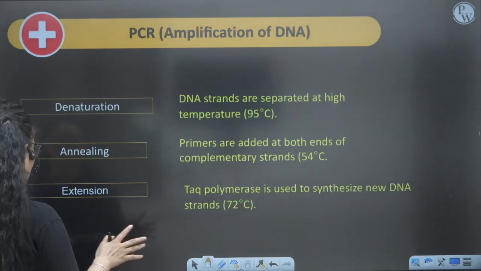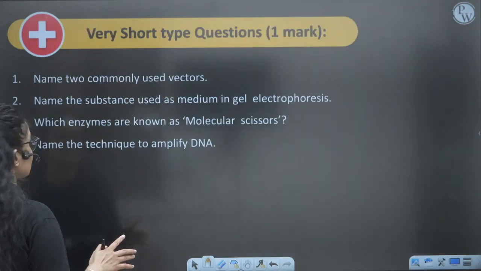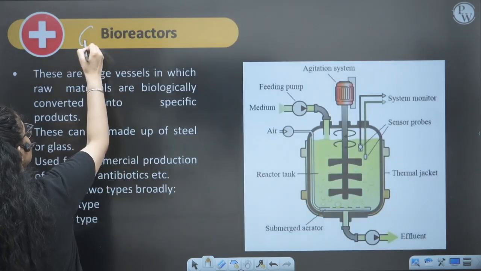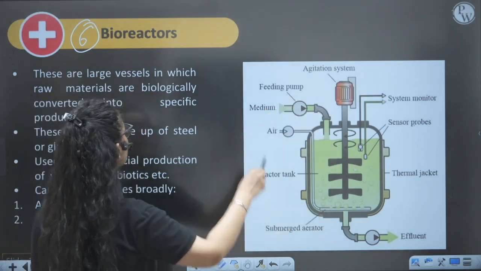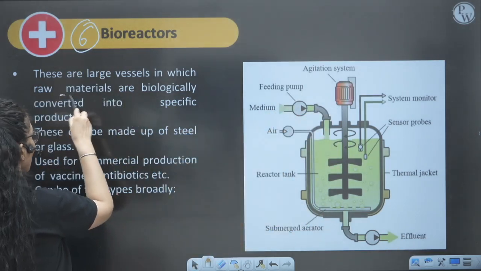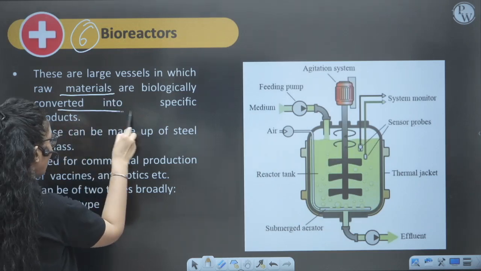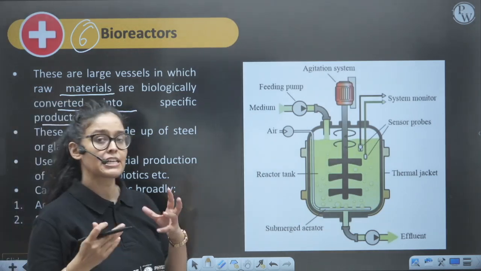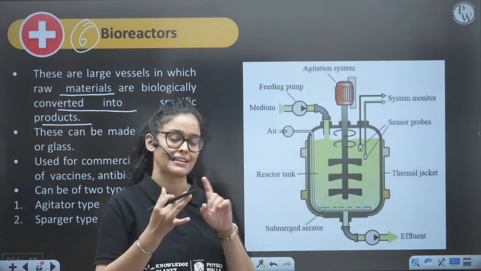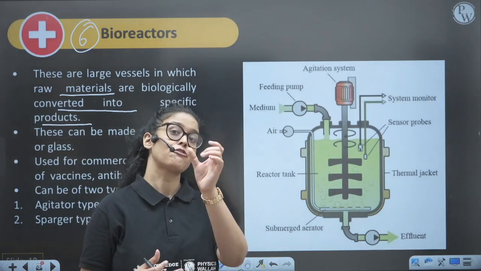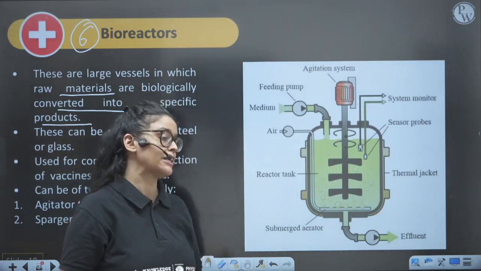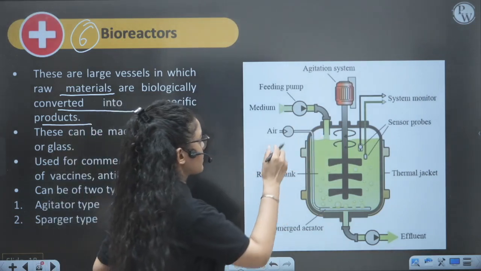So the upstreaming process is done. The last process is the bioreactor. Bioreactors are large vessels, as you can see, where we put all the raw materials required for transcription and translation to form the protein from the gene of interest. We put all the raw material in the large vessels, right?